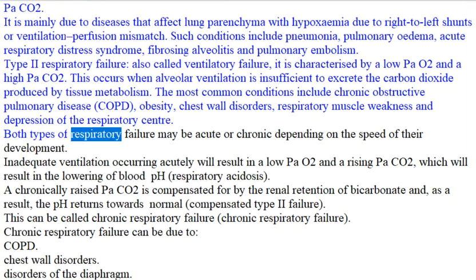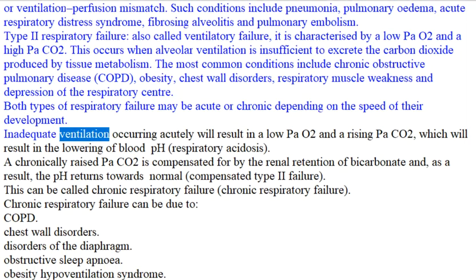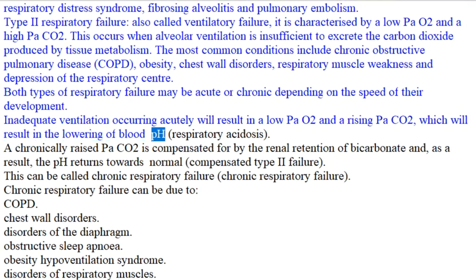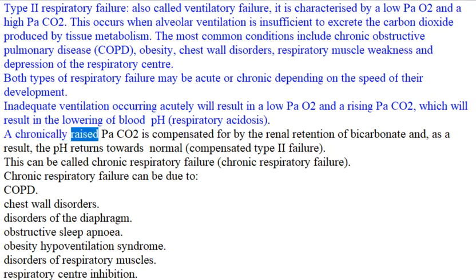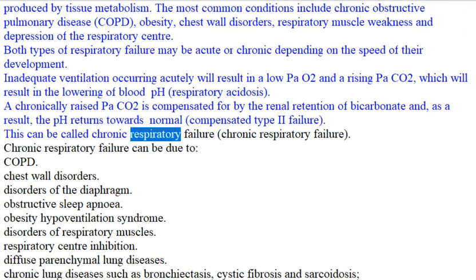Both types of respiratory failure may be acute or chronic depending on the speed of their development. Inadequate ventilation occurring acutely will result in a low PaO2 and a rising PaCO2, which will result in the lowering of blood pH, respiratory acidosis. A chronically raised PaCO2 is compensated for by the renal retention of bicarbonate and, as a result, the pH returns towards normal, compensated type II failure. This can be called chronic respiratory failure.